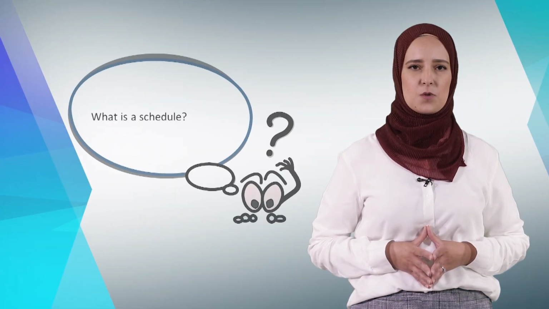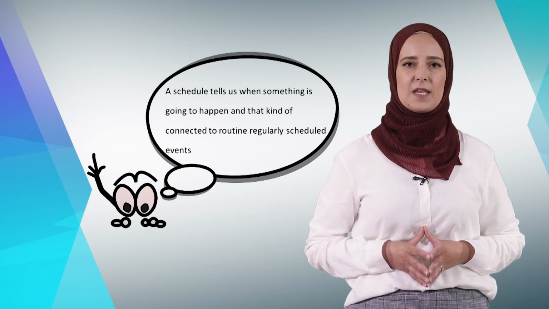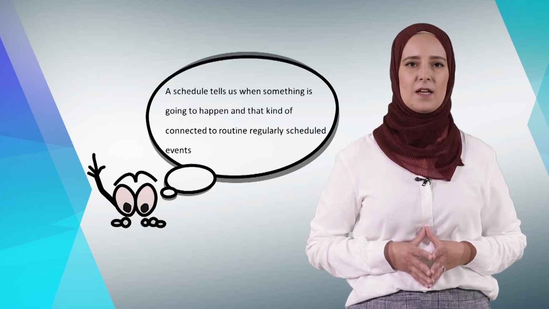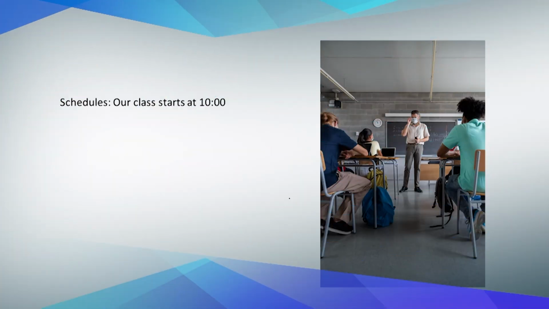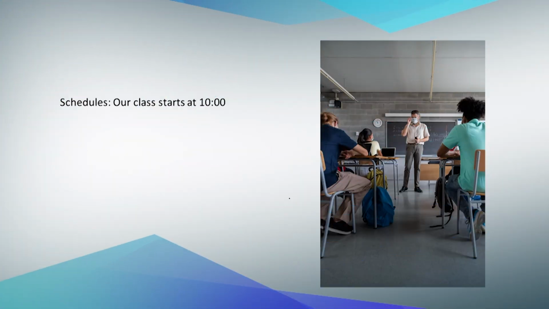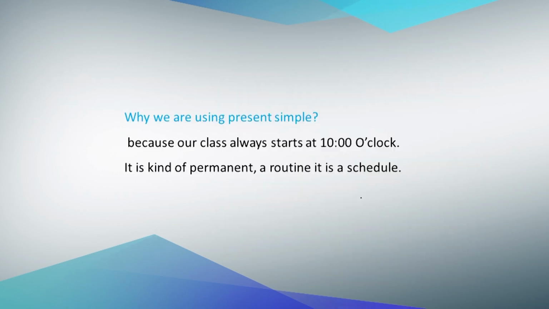In addition, we can use this tense to talk about schedules. So, what's a schedule? A schedule tells us when something is going to happen, and that is kind of connected to routine, regularly scheduled events. For example, our class starts at 10 o'clock. The train leaves at noon. Why are we using present simple? Because our class always starts at 10 o'clock. It's a kind of permanent. A routine is a schedule.